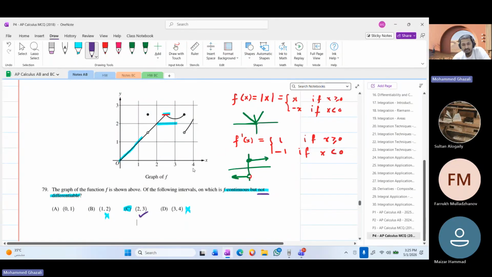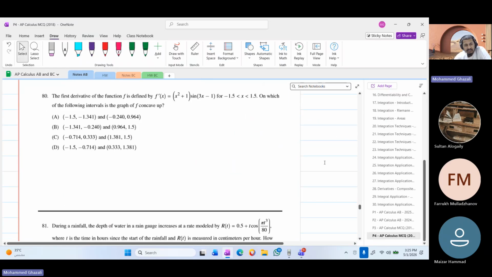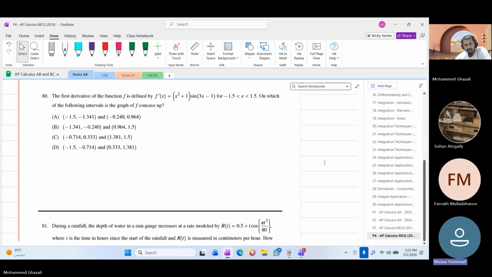Next question. The first derivative of the function f is defined by f prime of x for x from -1.5 to 1.5. On which of the following intervals is the graph of f concave up? Put it in the graphing calculator, put it in Desmos. We can use Desmos during the test. Yeah, just use Desmos.